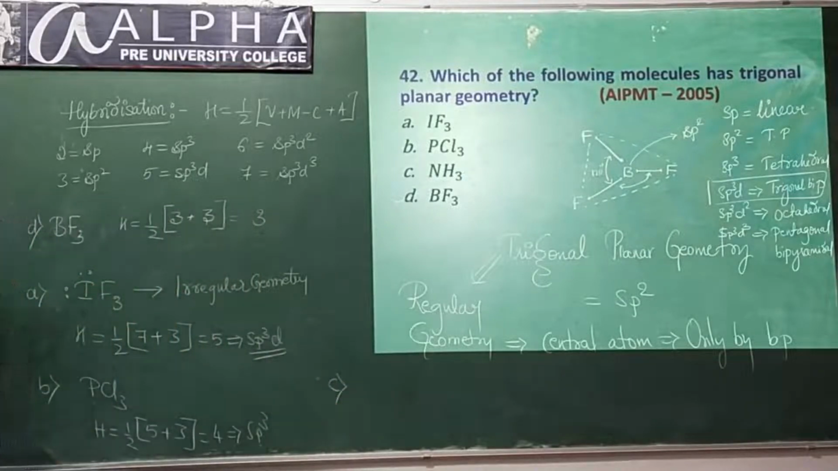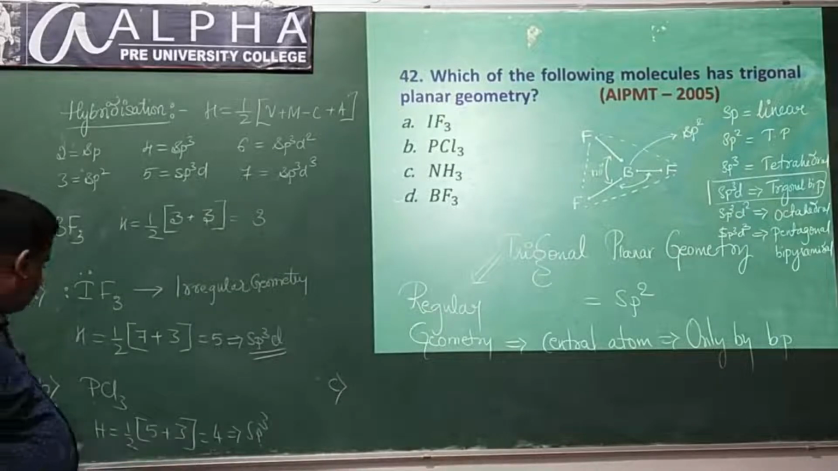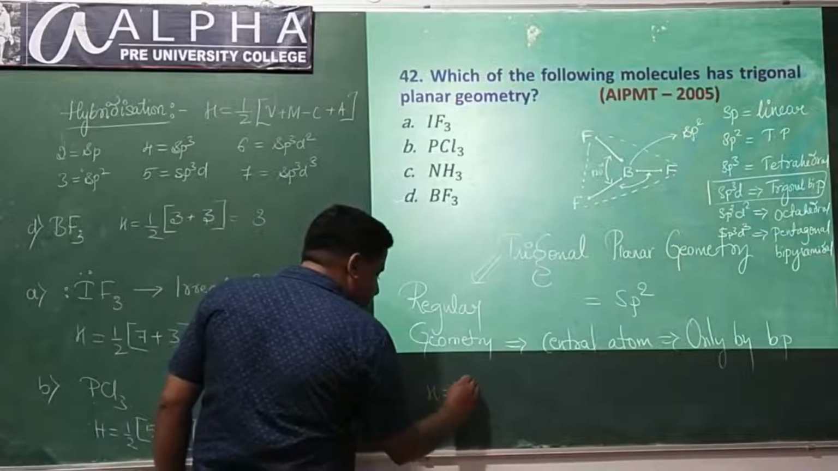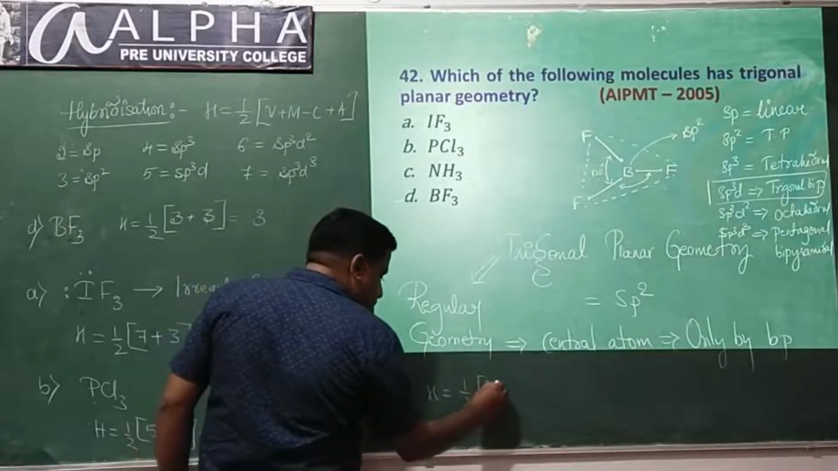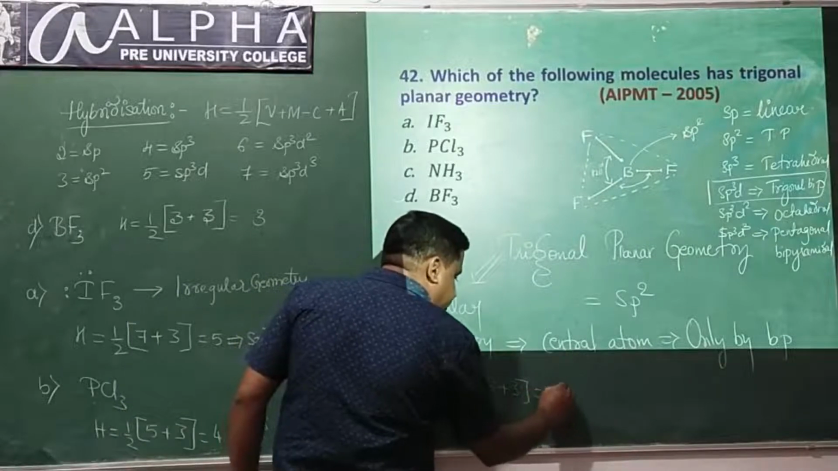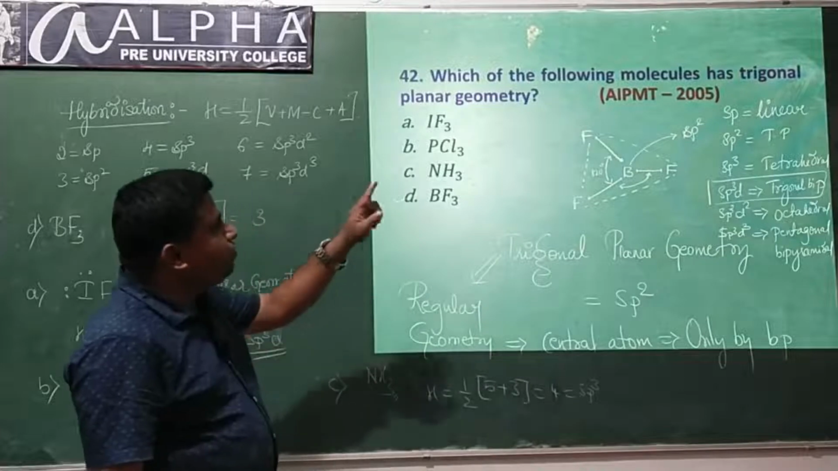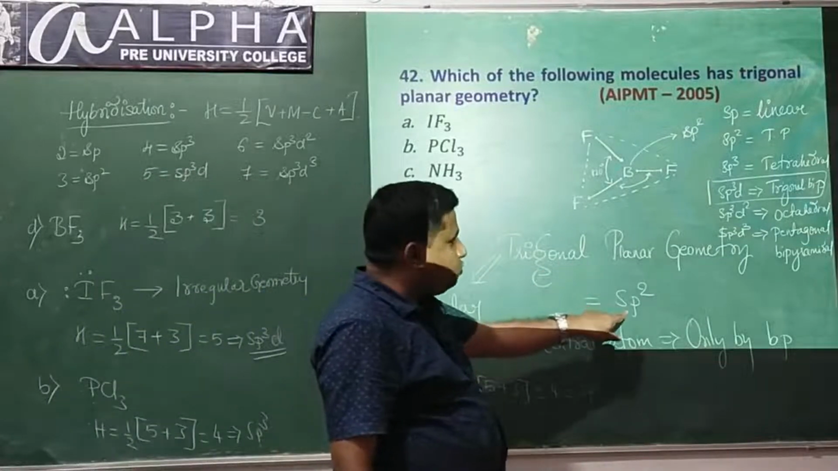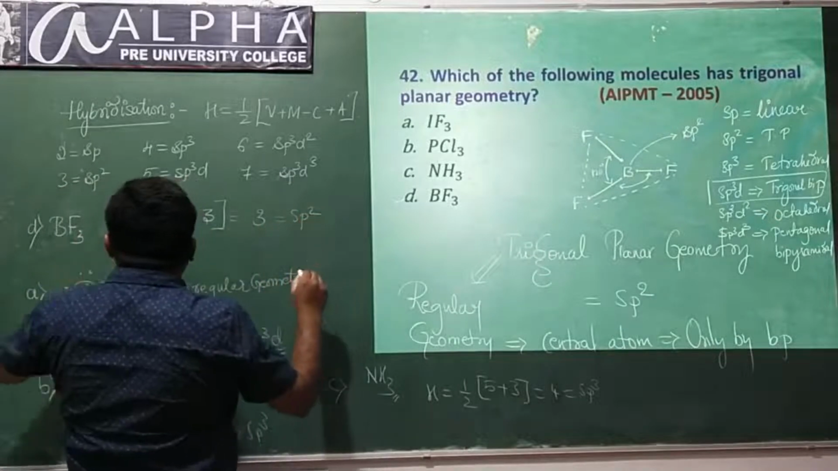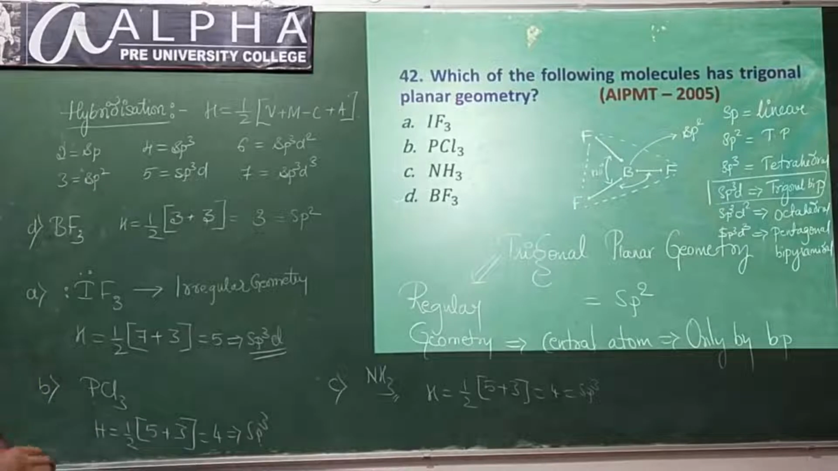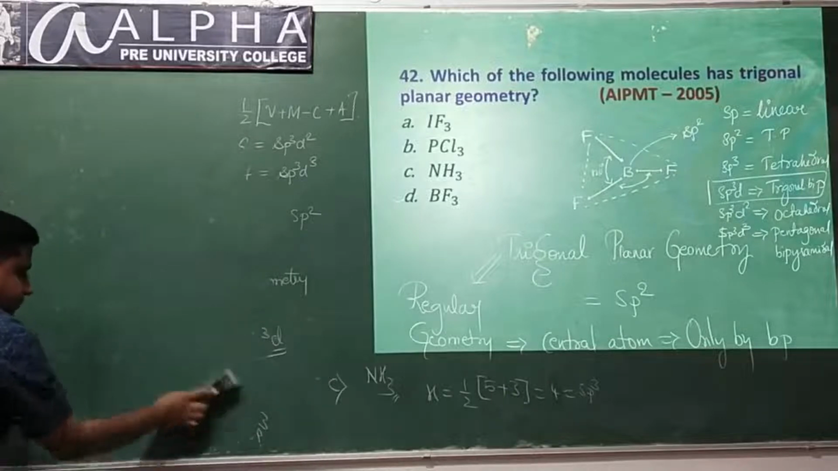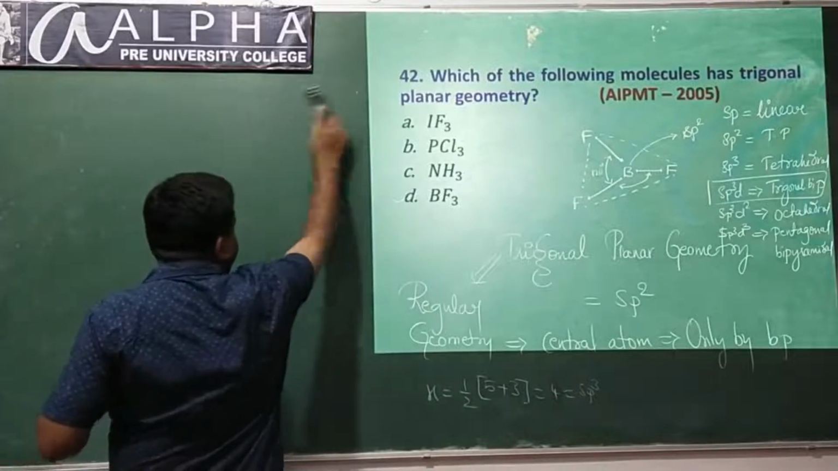Next one. Let us take option C, ammonia. Calculate the state of hybridization of the central atom. Half of nitrogen, 15th group, so 5 valence electrons. There are 3 monovalent atoms, no positive charge, no negative charge. So 5 plus 3 is 8, half of 8 is 4. 4 means sp3 hybridization. The question was for trigonal planar geometry, which means sp2 hybridization. So we have only one option with sp2 hybridization, that is BF3. Therefore the answer is option D. Clear? Very simple question.